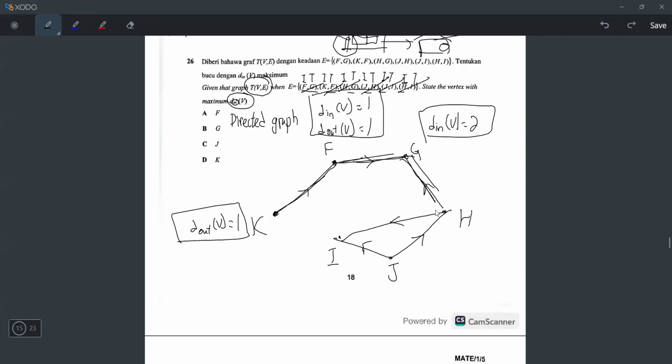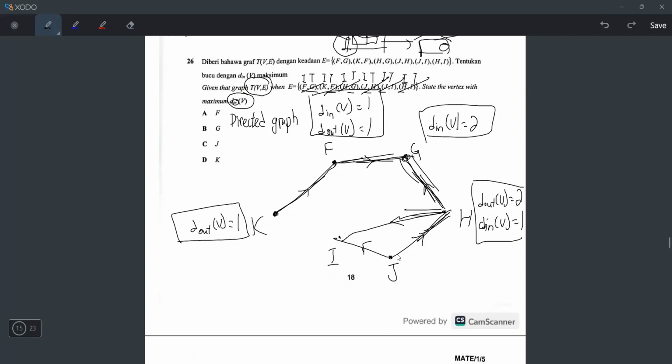Okay, H got 3 degree. But 1 going out, 2 going out, and then this one not going out. So the degree out is only 2, and the degree going in is 1. Hey, do you know what degree is? Degree means how many lines are touching it. So H got 3. But since this is directed, some are going in, some are going out. That's why you have to separate everything nicely.